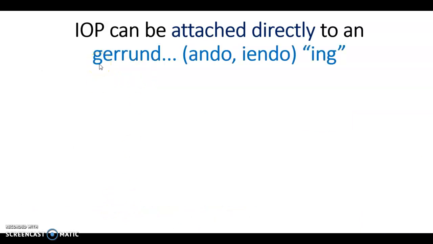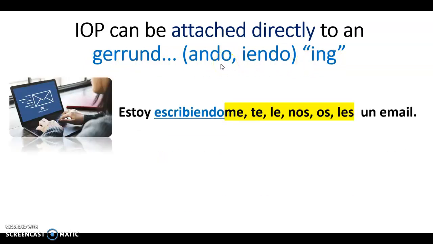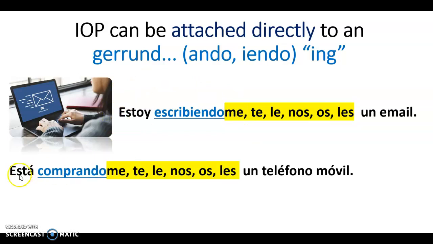Another place it can be directly attached is to the gerund. So that's the ing in Spanish. I don't know if you remember this, I hope so, but if I say I am writing an email, this yendo is from the verb escribir, and it's like I am writing. So if I'm writing you an email, I could attach it right to that. Estoy escribiéndote un email. Or I could put it in front of the conjugated verb. The other example, the same thing. Está comprándome un teléfono móvil. So he or she is buying me a cell phone. I could put it in front of the conjugated verb if I wanted.